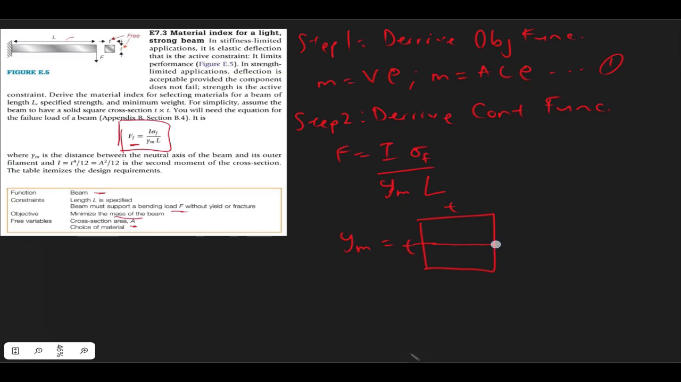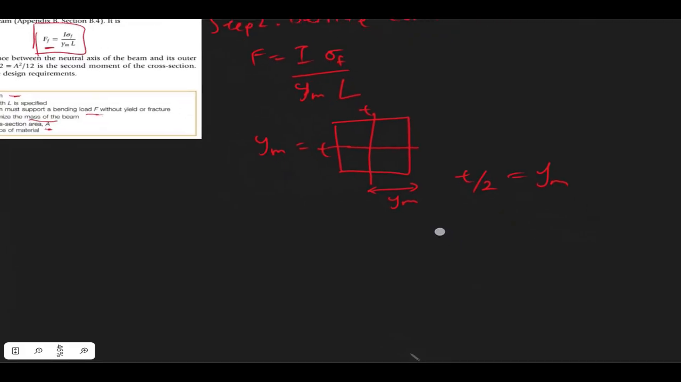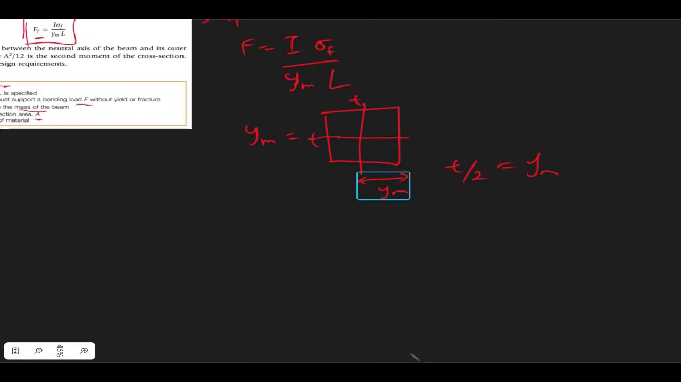The neutral axis is somewhere in the middle, which does not bend. Therefore, Ym is the distance between the neutral axis and the outer edge, which is the thickness of the material divided by 2. So Ym is equal to t over 2. We now put Ym into this equation. Putting Ym into this equation, we now have what?